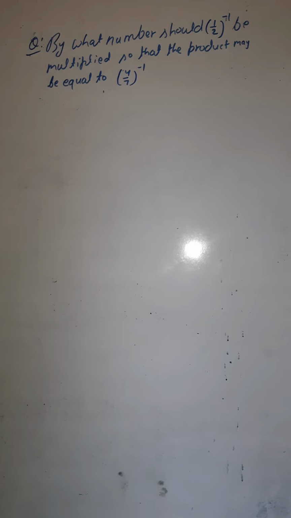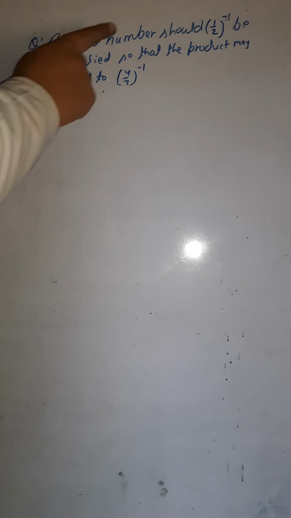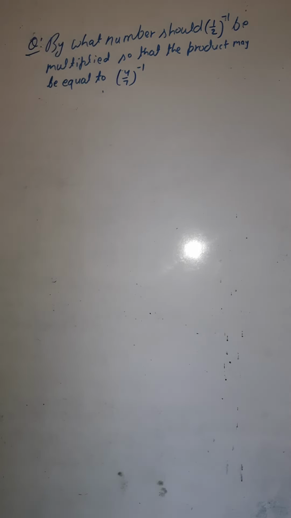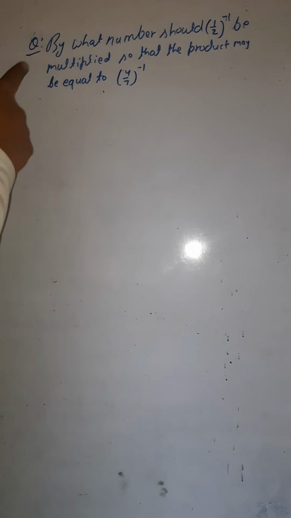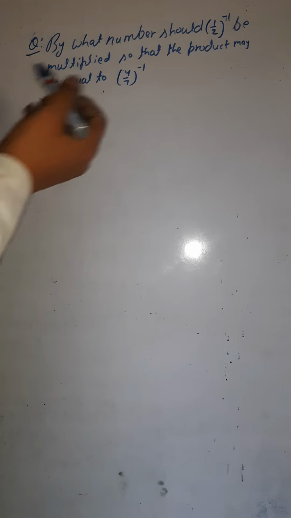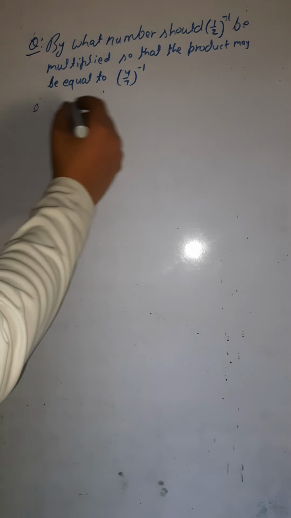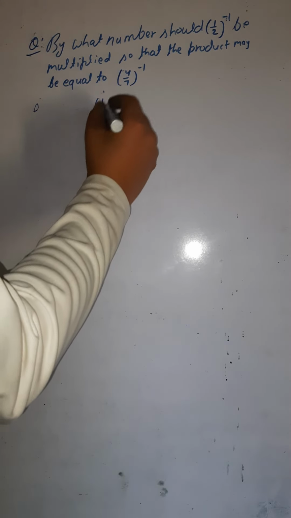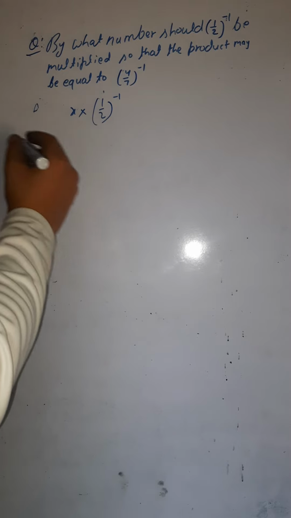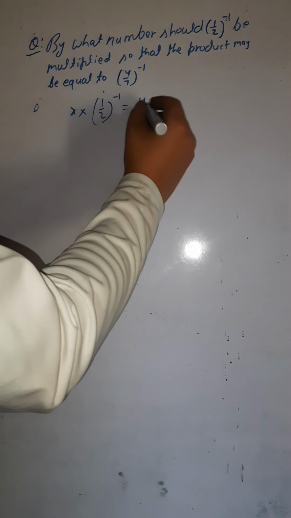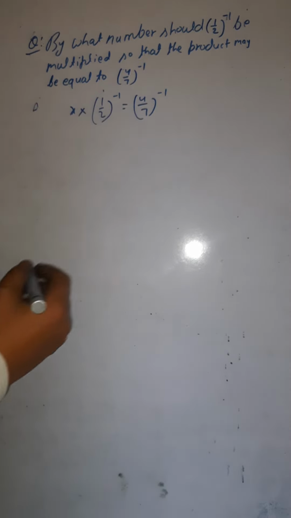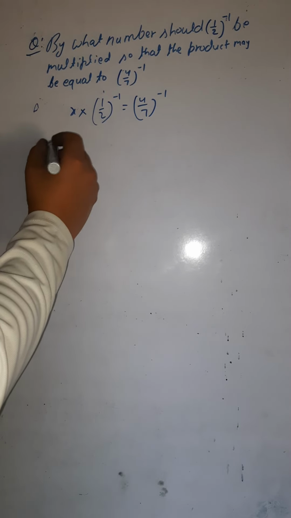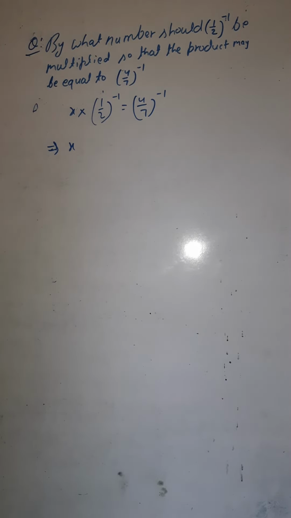Now this is the next question, similar to the previous one. By what number should 1 by 2 raised to the power minus 1 be multiplied so that the product may be equal to 4 by 7 raised to the power minus 1? Okay, let's say again in this case, I am multiplying 1 by 2 raised to the power minus 1 by x, and the product that I am getting is 4 by 7 raised to the power minus 1. It implies x. Now how to solve this question? Try to solve this one question on your own also first.